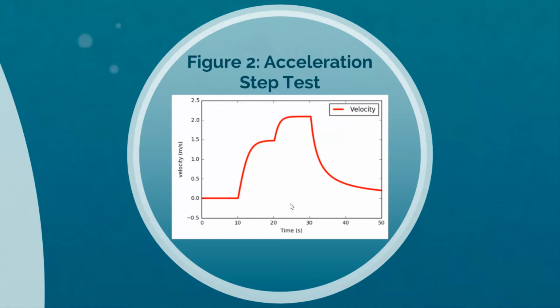So from 0 to 10 seconds, 0 acceleration. 10 to 20 seconds is 0.5 meters per second squared. And then it jumps up to 1 meter per second squared from 20 to 30. And then back down to 0 for the rest of the time. And it behaves just as you'd expect it to, going faster and leveling off just due to the balance of forces.